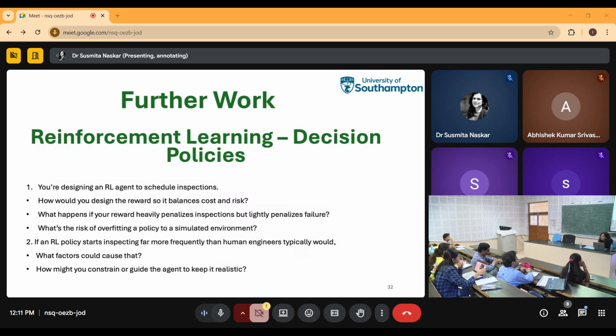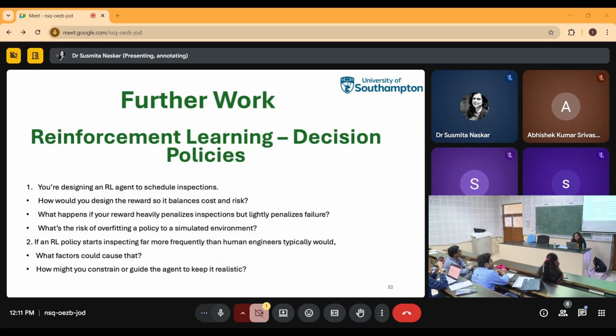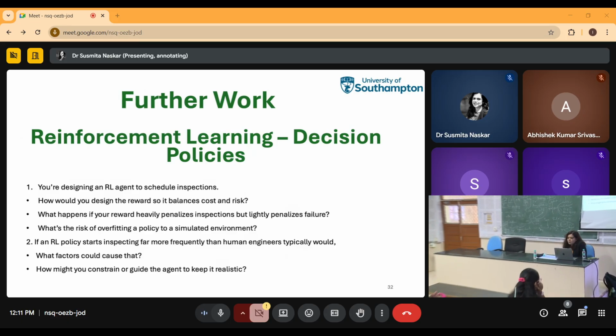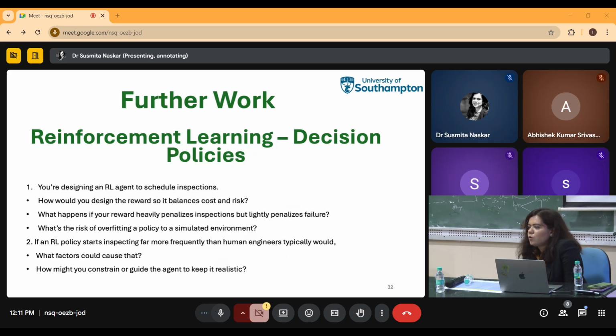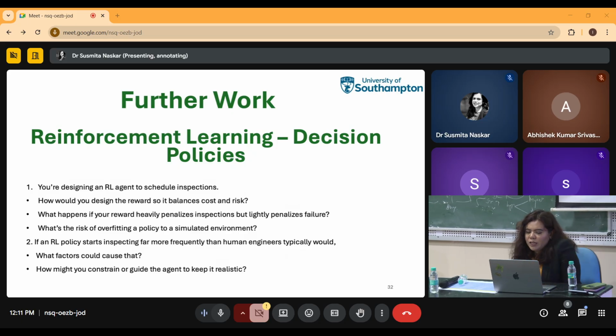Similarly for reinforcement learning, I will say look into that. If you are designing a reinforcement learning agent to schedule any kind of inspection, how would you design the reward so that it balances the cost and the risk? That's very, very important. And what happens if your reward heavily penalizes inspection but lightly penalizes failure? And once you have your reinforcement learning policy, which starts inspecting more frequently than human engineers typically do, what factors could cause it? How might you constrain or guide the agent to keep it more realistic rather than becoming fancy? You may have a lot of data, but how will you make it more realistic or real life?